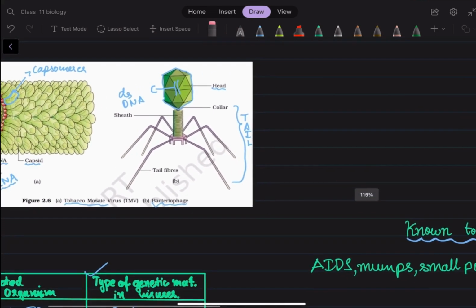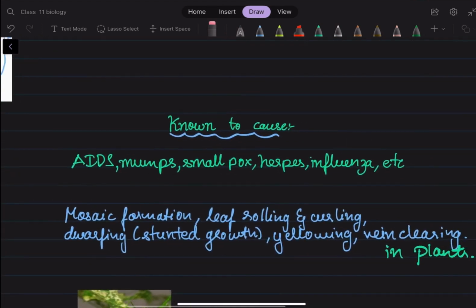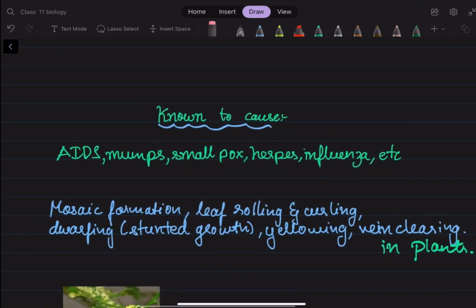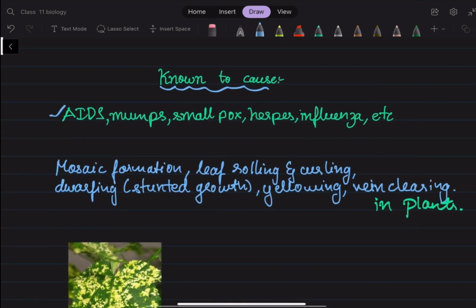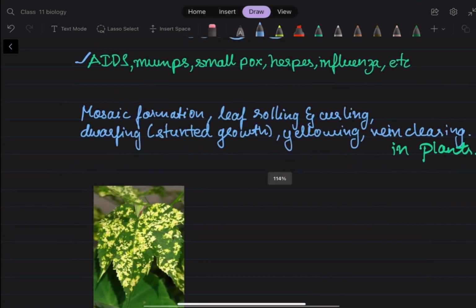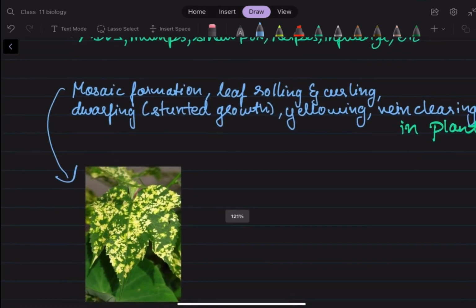Now let us see the conditions that viruses are famous for causing. AIDS, one of the deadliest diseases, is caused by a virus, and also smallpox, influenza, mumps, herpes, and the recent COVID-19 were caused by viruses. And what about in plants? In plants, it causes mosaic formation. You can see this picture. This is what mosaic formation is.